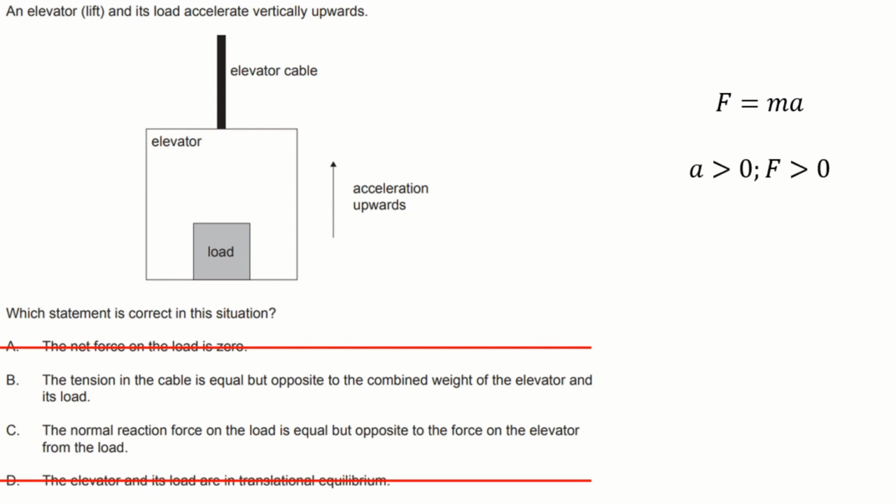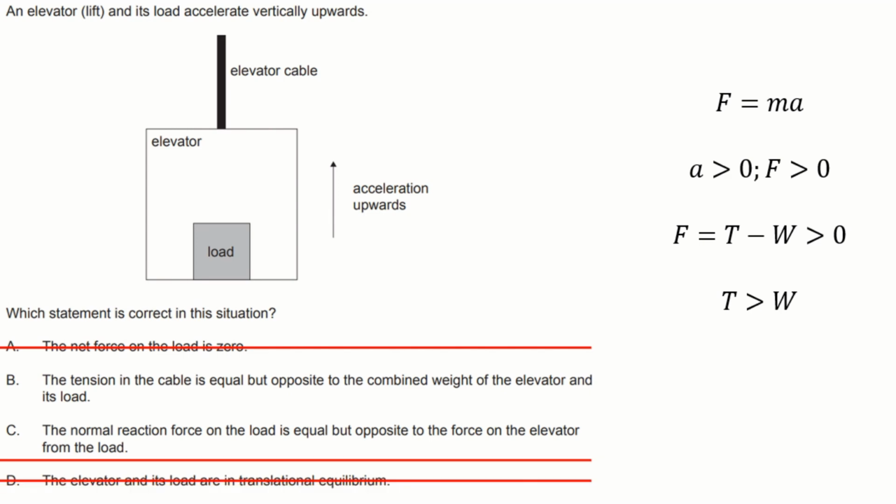Let's look at B. It talks about the tension and the weight. So let's try that then. Well, we've just said that the force is greater than zero. Now the force is the difference between the tension and the weight, T take away W, and that is greater than zero. And so therefore, the tension must be greater than the weight. Now in B, it says they are equal but opposite. That's not true. They are certainly opposite. However, they are not equal, and therefore B is ruled out, and we're left with C.